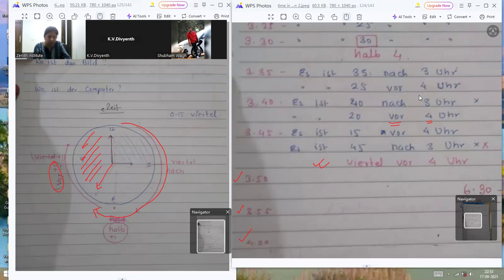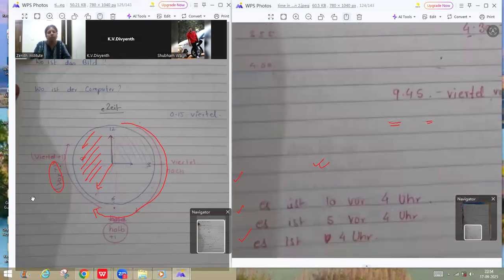Now what is 3:55? "Es ist fünf vor vier Uhr." Yes. And what is the second way? "Es ist fünfundfünfzig nach drei Uhr." That's correct. And the last one is super easy. It is "Es ist vier Uhr", right? This I have written here.